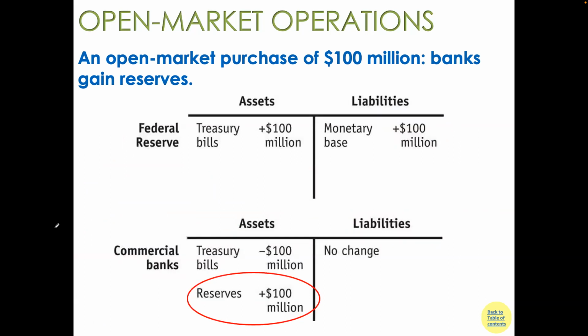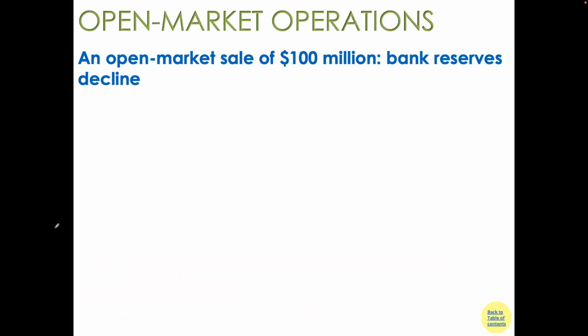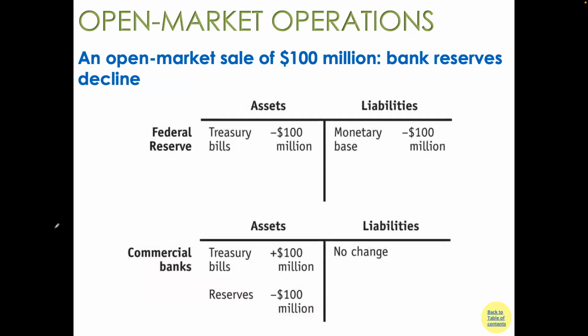All right, so this is when the Fed purchases treasury bills. And this is when the Fed sells treasury bills. Now look at the Fed side. Both their assets and liabilities are going to decrease, right? Because they don't have this treasury bill anymore, and also they don't owe the commercial bank this $100 million either.